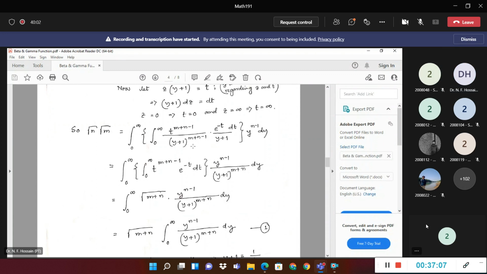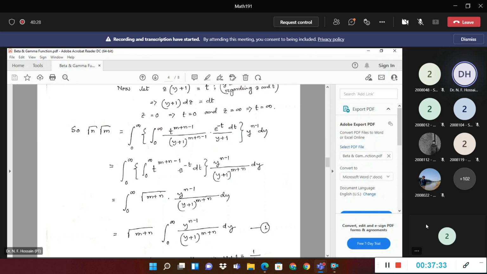Now, this factor is y plus 1 whole to the power m plus n minus 1, and this is y plus 1. So if you multiply them together, the power of y plus 1 should be m plus n, and which is free from any t, so you can take it outside this integral. Under the integral with respect to t, there remains t to the power m plus n minus 1 into e to the power minus t dt.